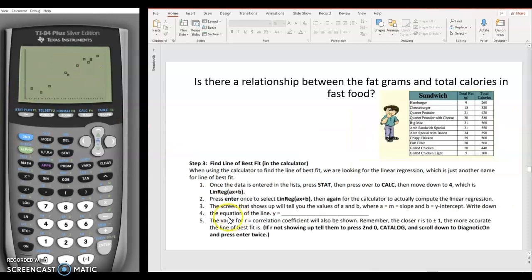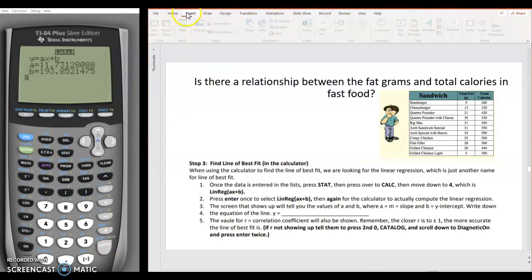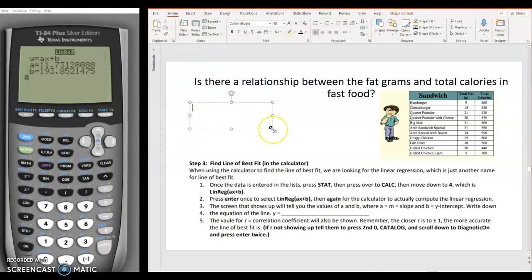But let's double check. Let's calculate the line of best fit, and let's calculate the R value to see if this is true. I'm going to go back to Stat, arrow to Calculate, and then choose option 4, which is linear regression. Then keep choosing enter until I go to Calculate. Now I have 11.7, so I'm going to write my equation, which is 11.7x plus 193.8. That is the equation of the trend line.